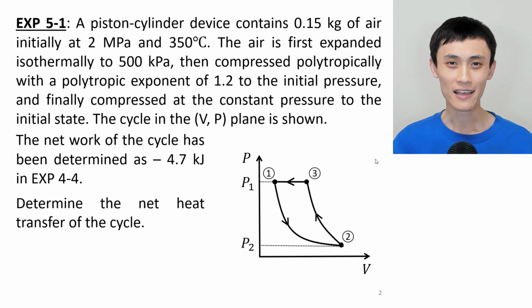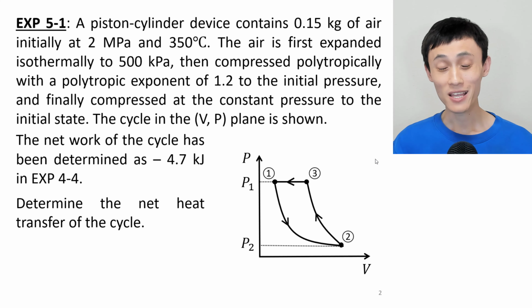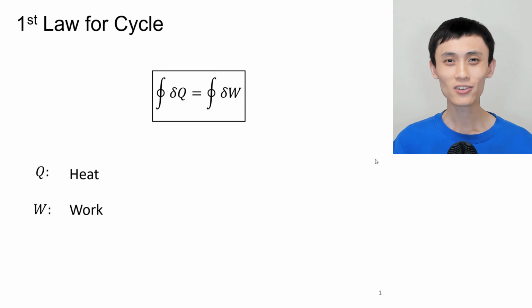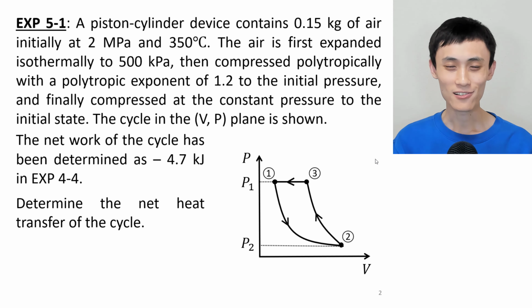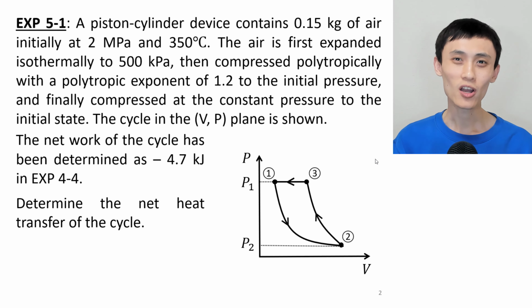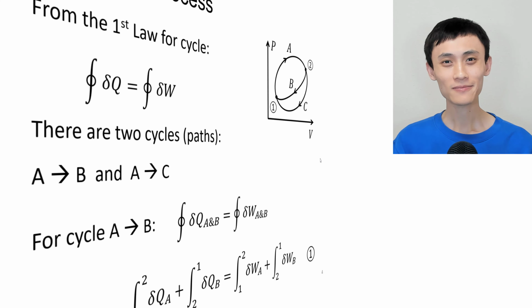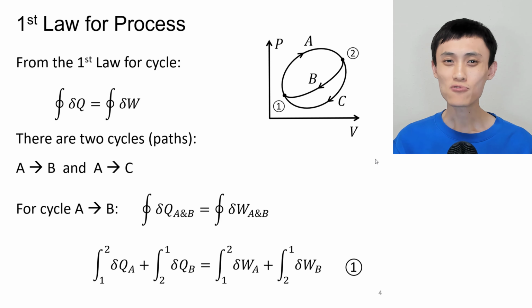Then we have an example for that. So the problem says the cycle has the work done of negative 4.7 kilojoule and determine the heat transfer of the cycle. So because heat transfer equals to the work, then the heat transfer of the cycle is going to be the same as the work, which is minus 4.7 kilojoule. Easy enough, right? Okay, so let's take a look at the first law in process.